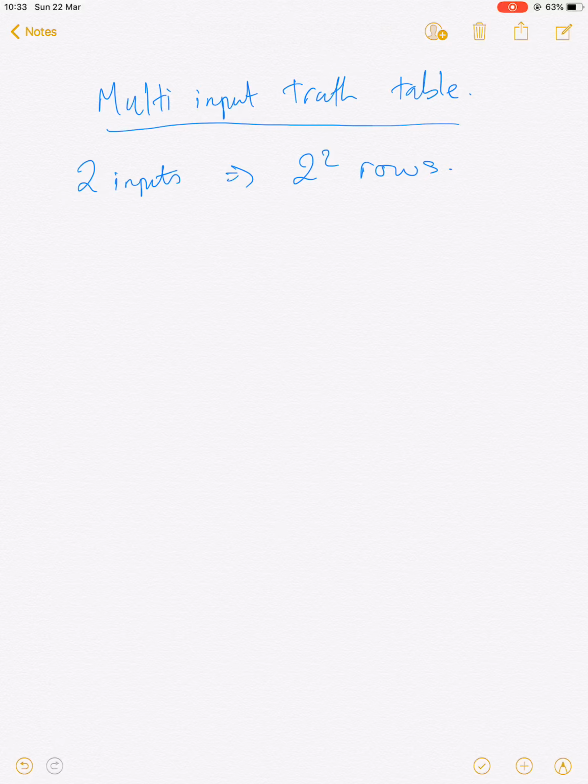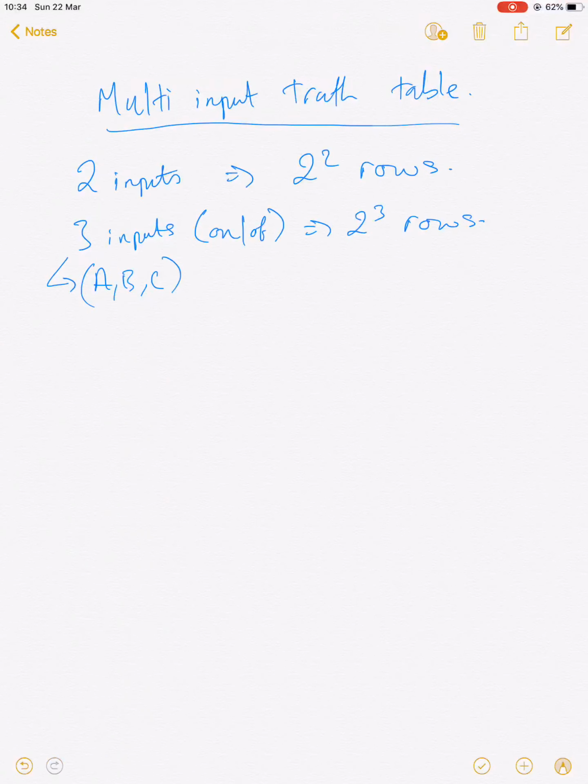But let's consider, okay, if we have 3 inputs, where we know that each input can be on or off, we would say that we have 2 to the 3 rows. But really the idea here is, well, how do we construct the table, right? So let's say we have our 3 inputs, A, B, and C. Now with 2 to the 3 rows, this is going to give us 8 rows, yeah?